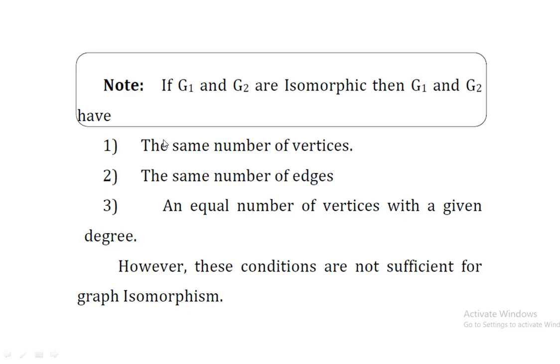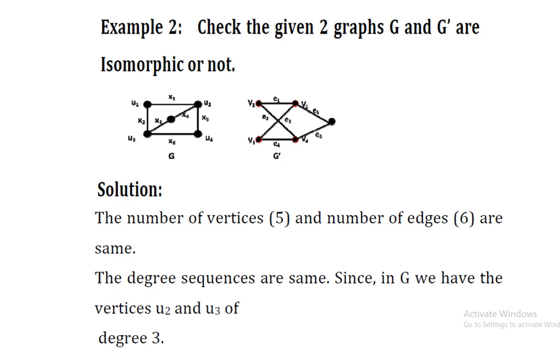So what is the first condition? Same number of vertices. Second condition, same number of edges. The third one may be equal degrees also. With the help of these three conditions alone, we can't say it is isomorphic. The last one is called one-to-one correspondence. So let us consider an example to check whether it is isomorphic or not.